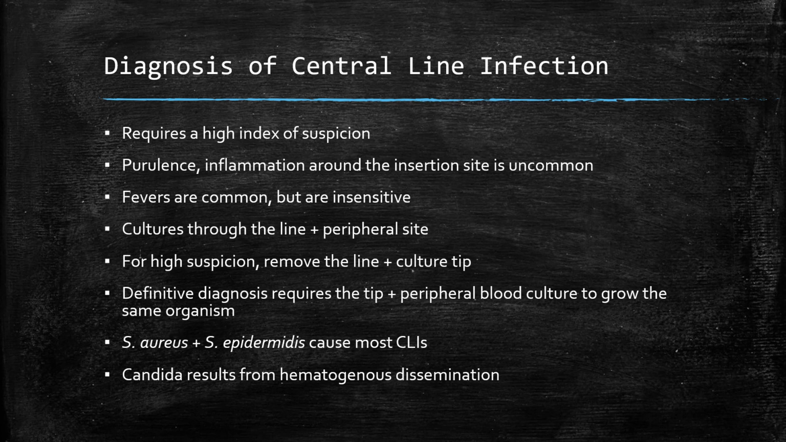If there's a moderate suspicion for a central line infection, then blood cultures should be obtained through the line and at a peripheral site. If the index of suspicion for a line infection is very high, then the line should be removed, and the tip cultured as well. The definitive diagnosis of a central line infection requires that both the tip and a peripheral blood culture grow the same organism. Most central line infections are caused by Staph aureus and Staph epidermidis. Candida is also a frequent cause in debilitated and long-term ICU patients.